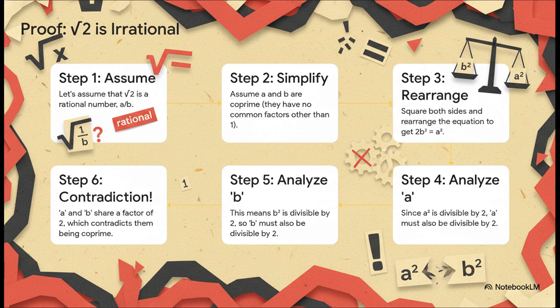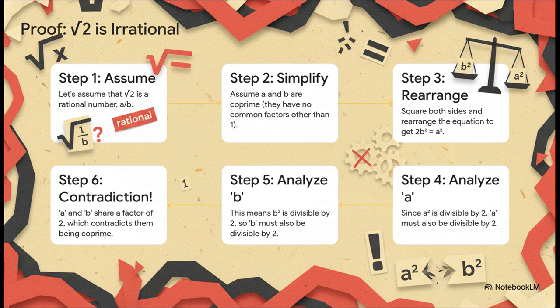Got it? So now watch this. This is the cool part. If a is divisible by 2, we can just write it as 2c for some integer c. Let's plug that back into our equation. We get 2b squared equals, instead of a squared, 2c squared. That simplifies down to b squared equals 2c squared. And wait a second, that means b squared is also divisible by 2, which means b has to be divisible by 2 as well. And boom, there it is.